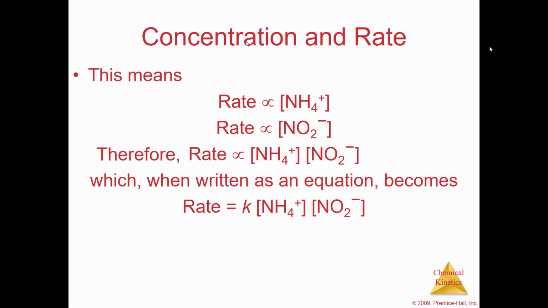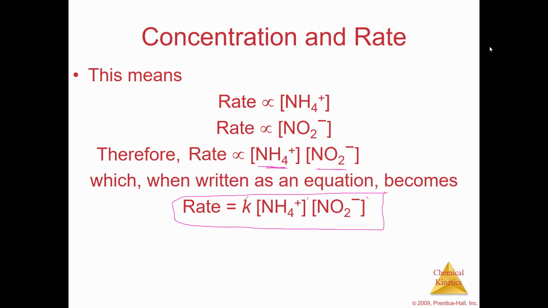So what we found out in experiment 1 and 2 is the rate is directly proportional to the concentration of NH4. If this doubled, this doubled. Cool. We also found out in 5 and 6, if we doubled this, this doubled. So it's also proportional to NO2. So therefore, our rate is proportional to these two concentrations multiplied by each other. And this is the rate law for that reaction. These both have to be first order, and I'll show you how we figure that out.